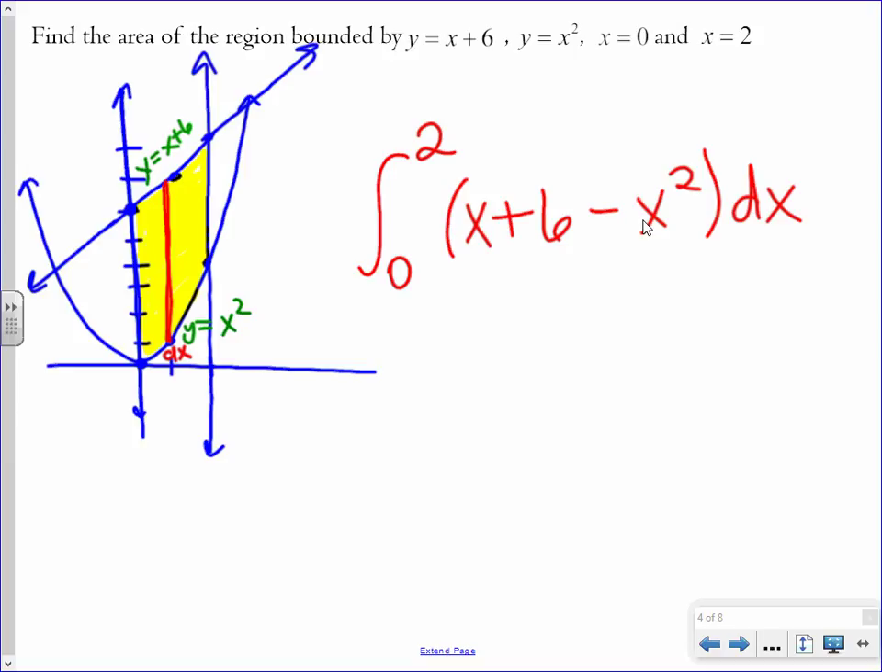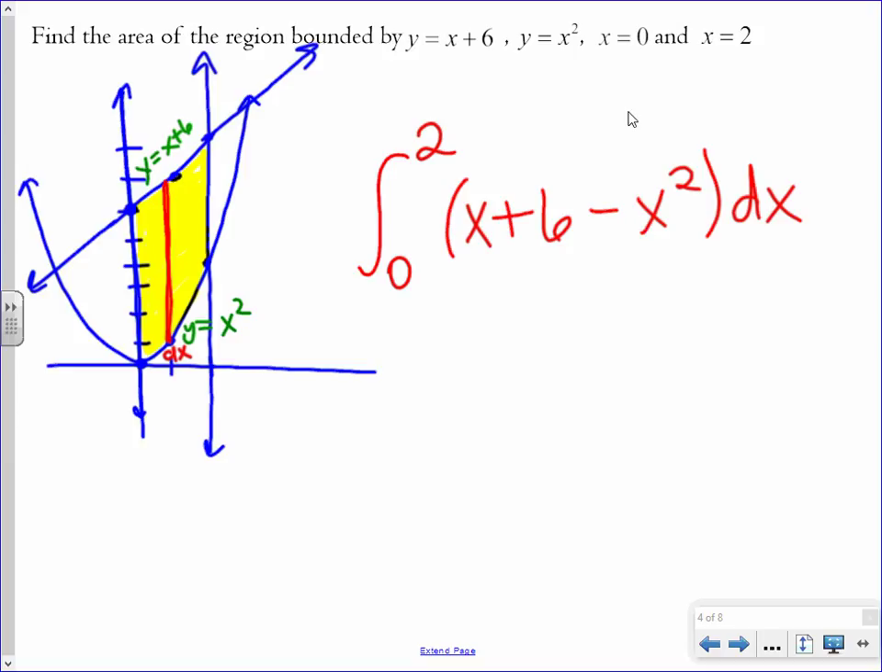This dx is important. If it's not there, the setup of your integral is not correct. On your quiz next week, half of it is just going to be setting up the integrals. Half of it will be actually finding the area. All right? If you don't have that dx, you don't get full credit for the setup of your integral. Do you understand?